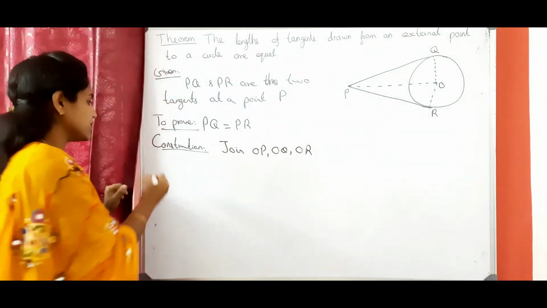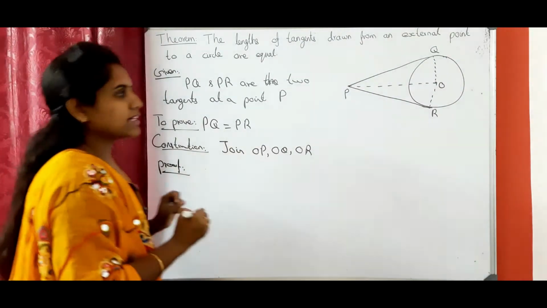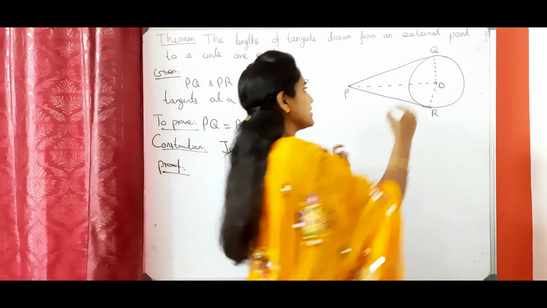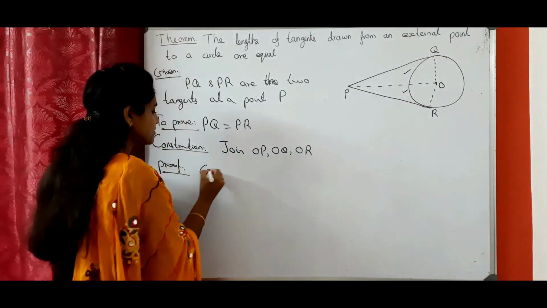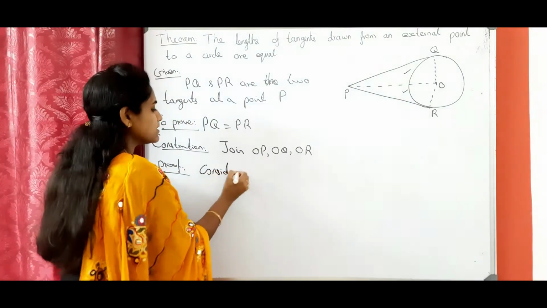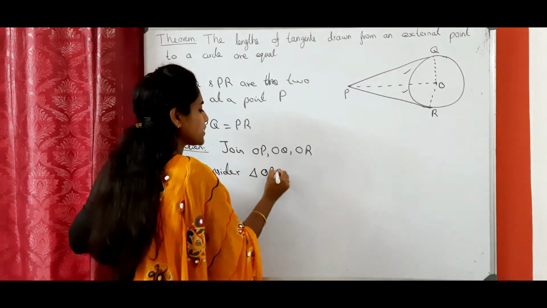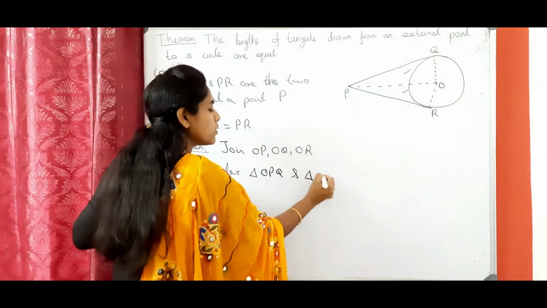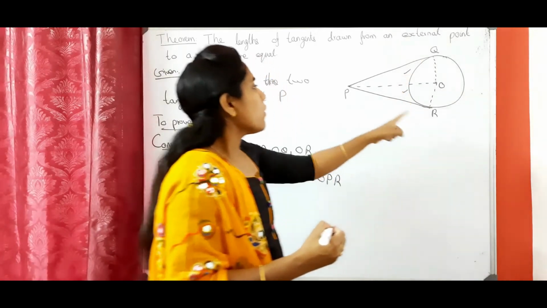Next we need to prove that. Proof. In the proof, first consider here, it forms two triangles, right? This is one triangle and this is another triangle. So consider the first triangle OPQ and the triangle OPR, the two triangles OPQ and OPR.